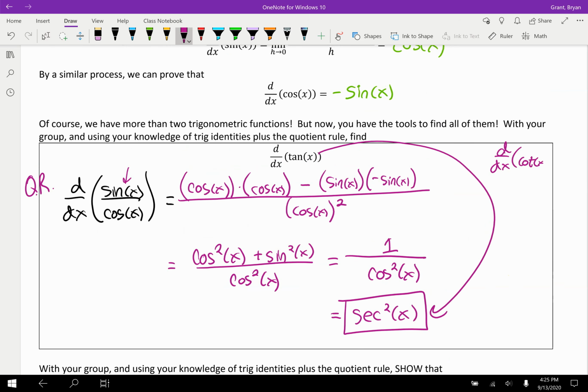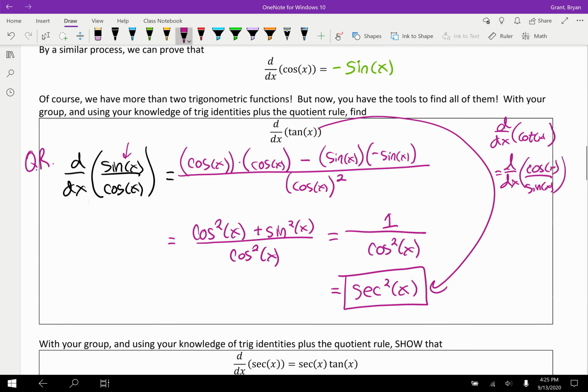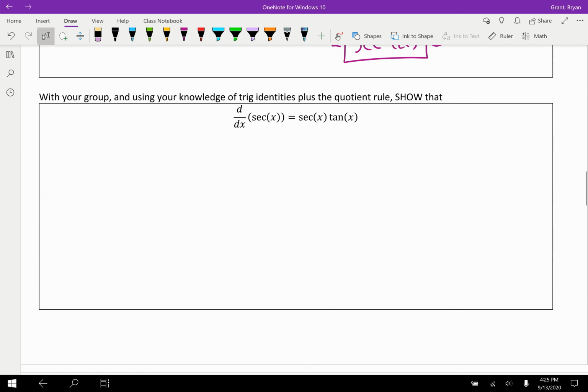I mean, the derivative of cotangent would just be the derivative of cosine of x divided by sine of x. Really the same process, and you can take that down, but that's actually one of your homework problems for tonight, and I don't want to spoil the fun. So let's scoot on to our last new trig derivative, and that is finding the derivative of secant squared.